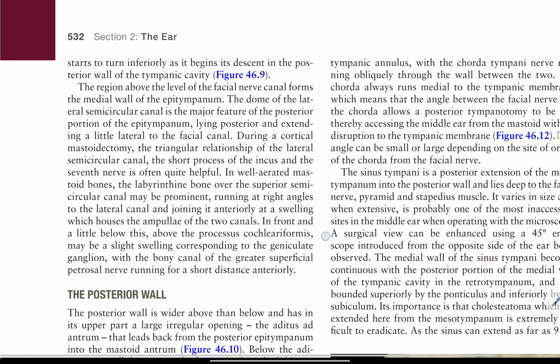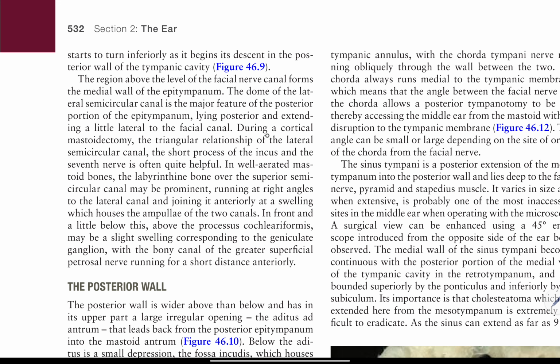The region above the level of the facial canal forms the medial wall of the epitympanum. The dome of the lateral semicircular canal is a major feature of the posterior wall of the epitympanum, lying posterior and extending a little lateral to the facial canal. During a cortical mastoidectomy, the triangular relationship of the lateral semicircular canal, the short process of incus, and the seventh nerve is often quite helpful.